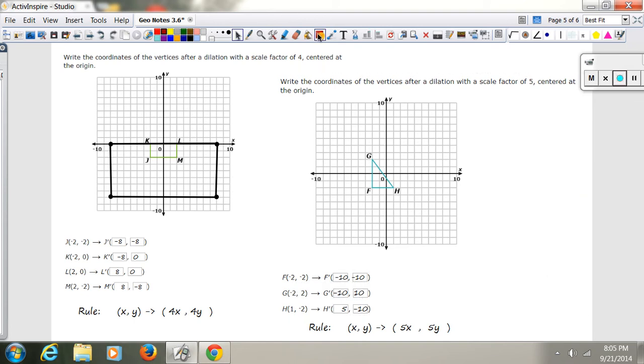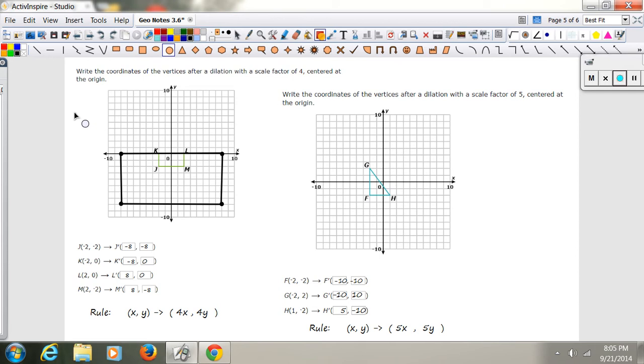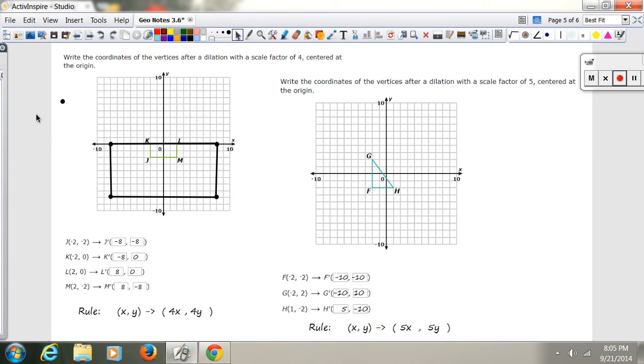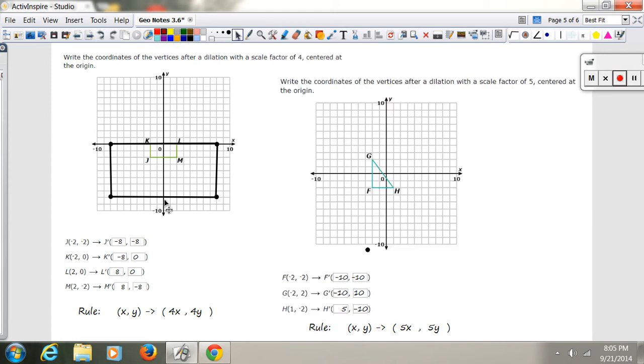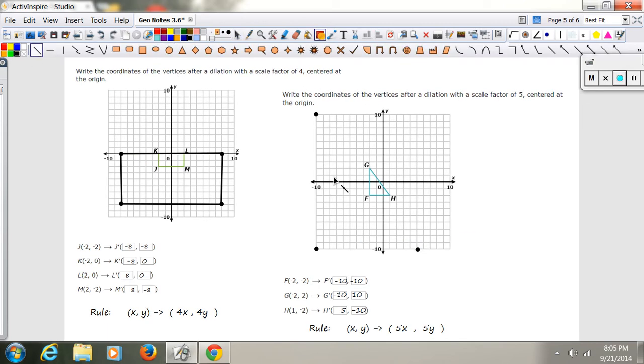Alright, so let's make those dots and see what that looks like. If it looks like a real dilation with a scale factor of 5. Negative 10, negative 10. Way down here. Negative 10, positive 10 would be way up here. Wow, that was a big one. And 5, negative 10 would be way down there. Let's connect those and see what it looks like.